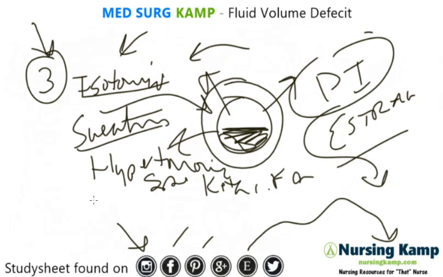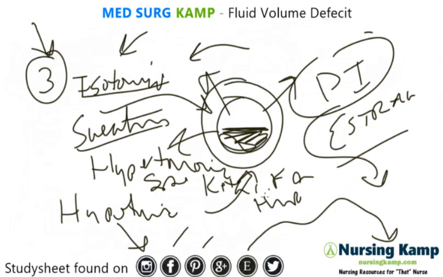Okay, next one is the last one, the hypotonic dehydration. Usually the result of chronic illnesses or excessive fluid replacement, mainly hypotonic fluids, and also chronic malnutrition. Okay, let's get into it.